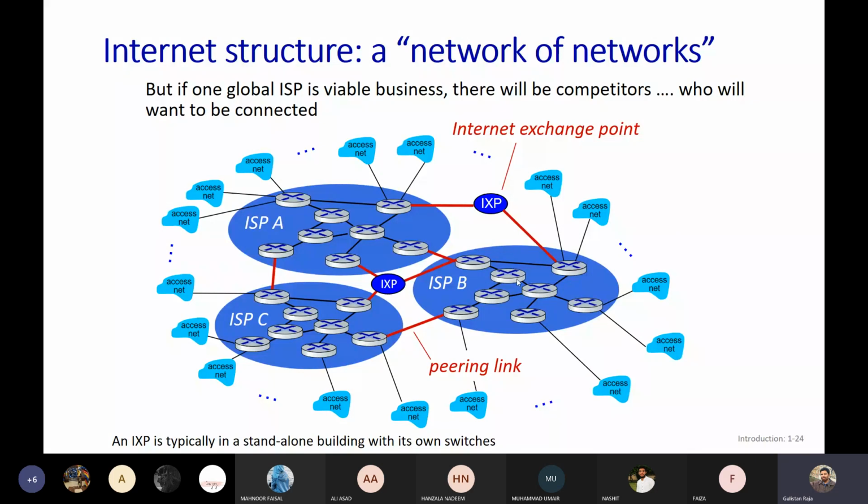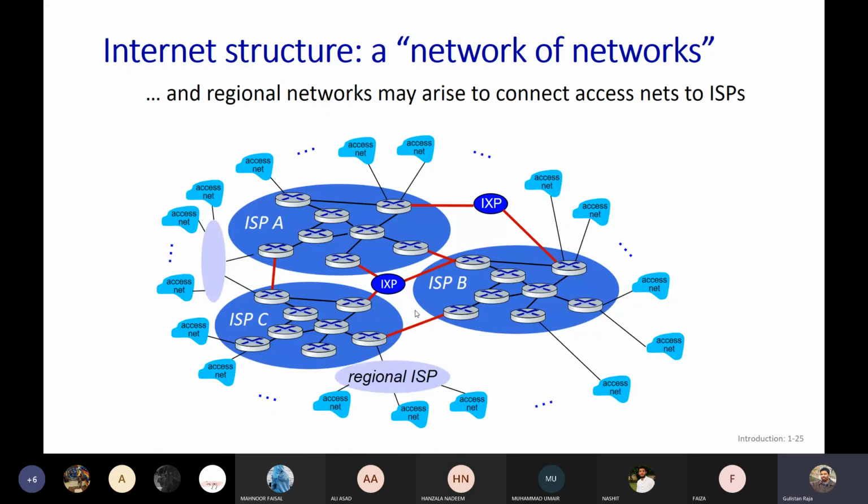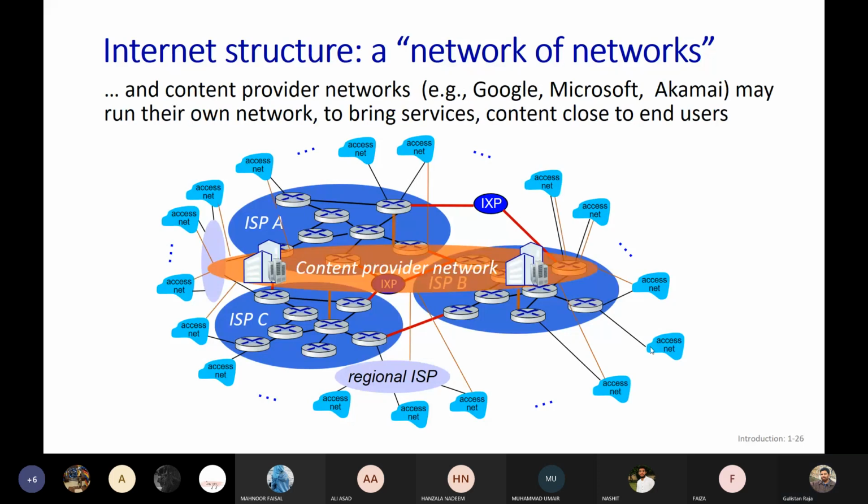Then we have regional ISPs. Along with global ISPs, we can also have another class of ISPs, regional, country-specific ISPs. And above them there is another thing, which we call CDNs, content provider networks. What are content provider networks? Content providers like Google or Microsoft may run their own networks. In addition to ISPs, these content provider networks run their own networks to bring services and content close to end users. For example, Google's YouTube.